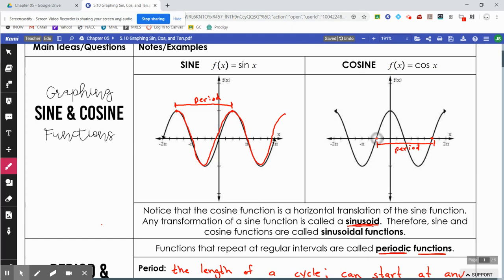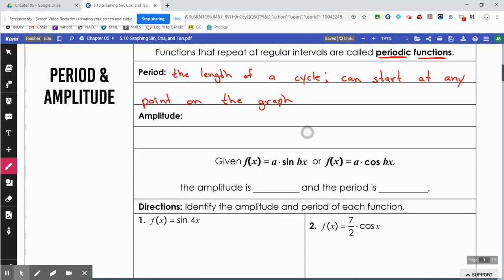And notice over here what I did. I started at the middle of the function. We go up, we come back down, and then we start over again here. So the distance from here to here, one complete cycle again, is called the period of the function.